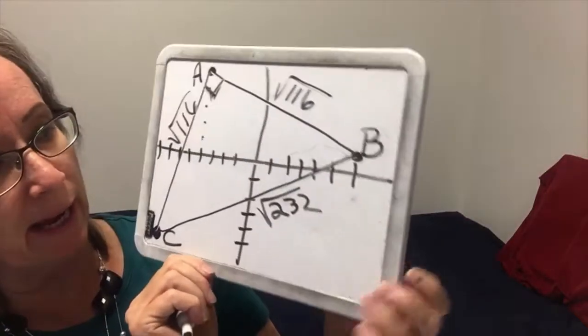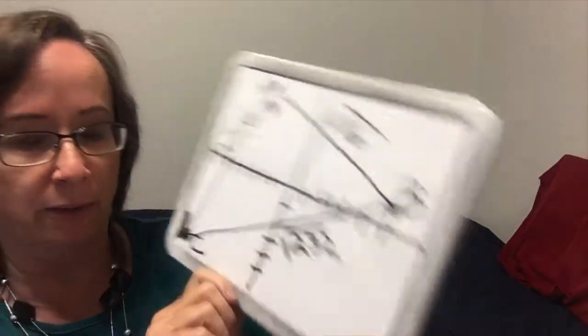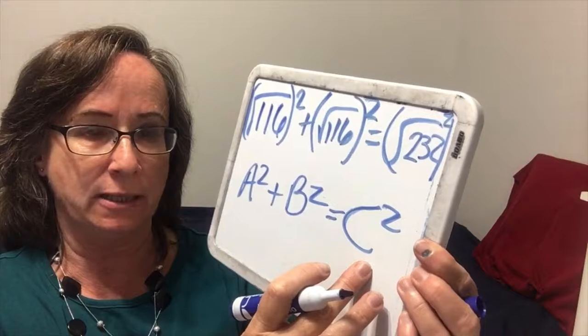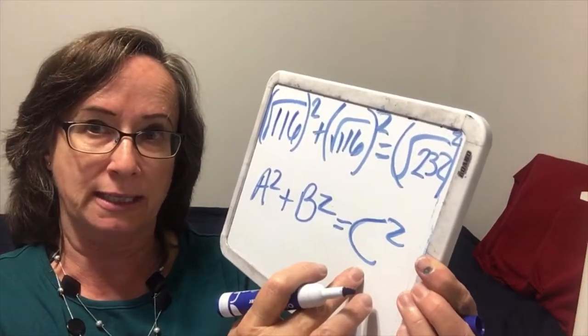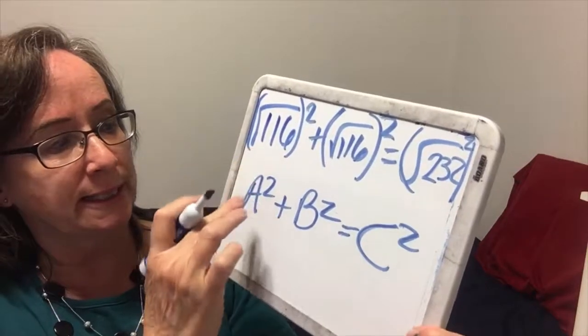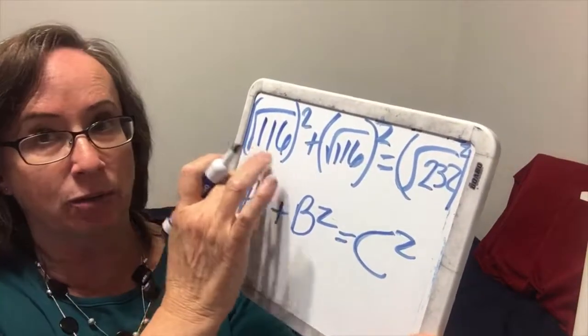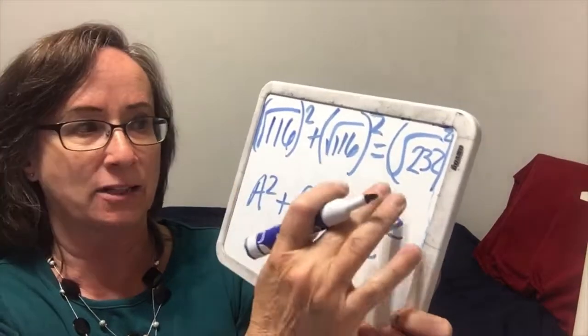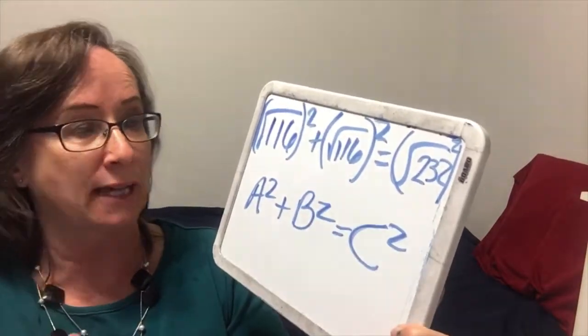Okay, so now we're going to get another board, and on this board we're going to find out if we have our Pythagorean theorem true. So here's my Pythagorean theorem: a squared plus b squared equals c squared, where c is always my longest side, my hypotenuse. Okay, so remember we had square root of 116, square root of 116, and square root of 232 were our sides.